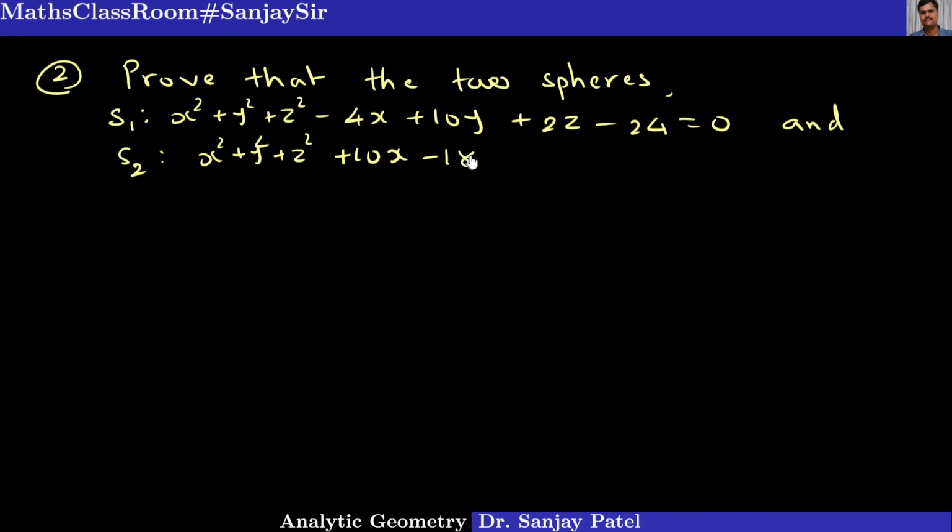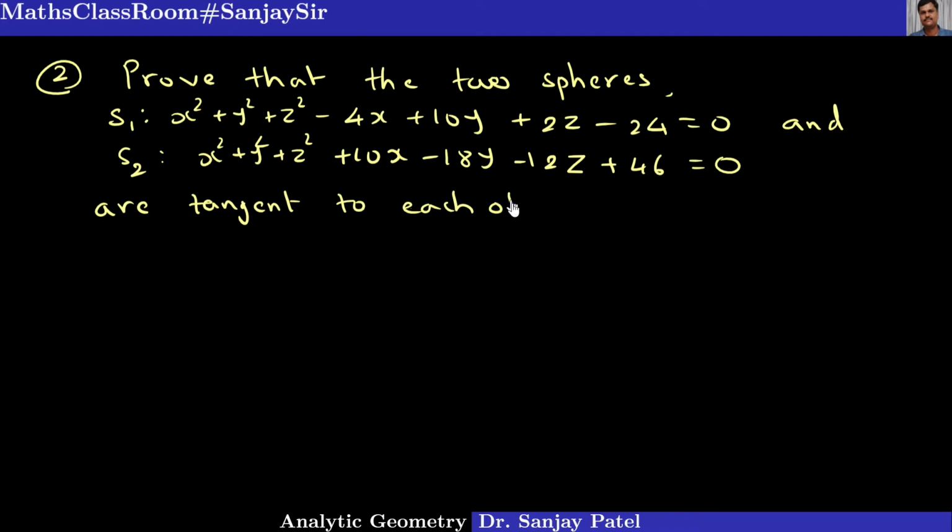minus 18y minus 12z, let me rewrite this, minus 12z plus 46 is equal to 0. Prove that the two spheres are tangent to each other, externally.